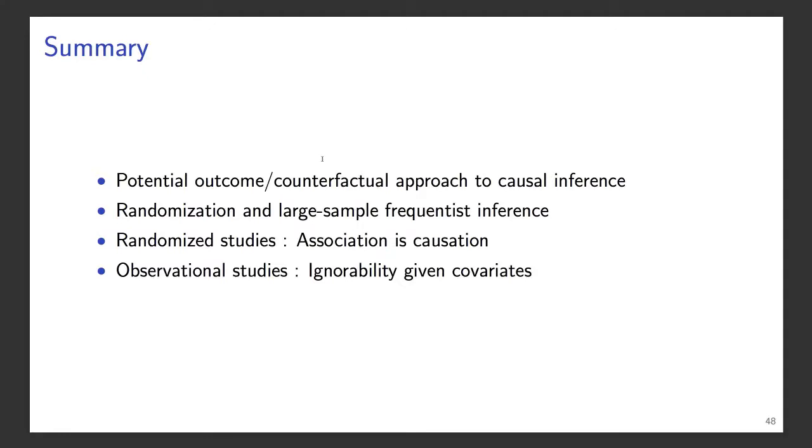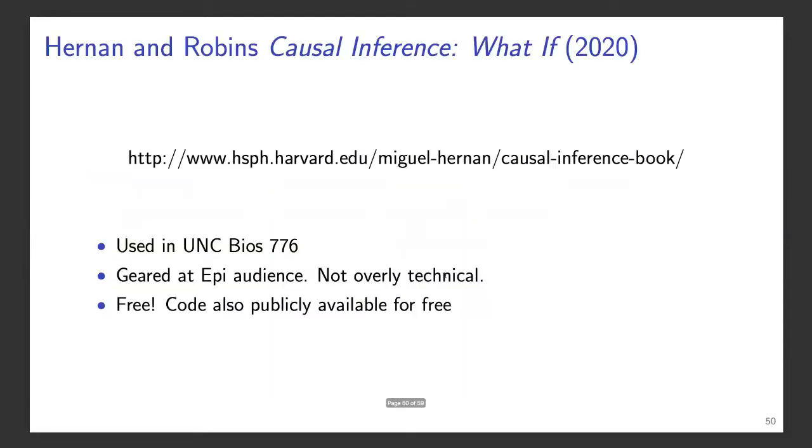So that's a summary of causal inference from the potential outcome perspective, touching on randomization and large sample frequentist inference. Again, the take home is that in randomized studies, we get the right answer. Association is causation. In observational studies, what we typically do is assume that conditional on covariates, within strata defined by covariates, is as if we had a randomized experiment. And then the slide deck here includes some additional resources.